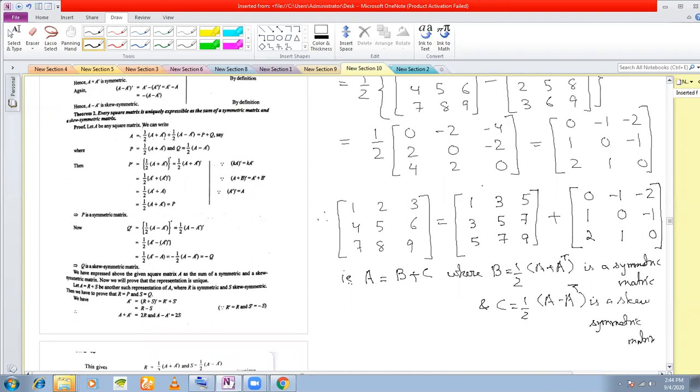You can check this matrix is a symmetric matrix. Change the rows to columns, you will get a symmetric matrix. You can check this is a skew symmetric matrix. Change the rows to columns and take minus out, you will get A transpose is equal to minus A. If you call this matrix B, you can check that B transpose is equal to B. If you take this matrix as C, you can check C transpose is equal to minus C. Understood?